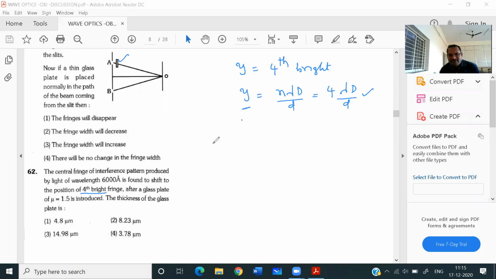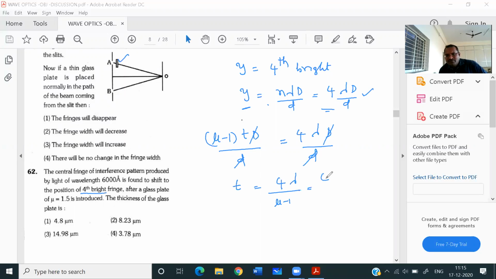This shift can be written as (mu minus 1) into t into capital D by small d, which is equal to 4 lambda capital D by small d. So what will happen? Capital D by small d cancel. We want only thickness. So thickness t will become 4 lambda divided by (mu minus 1).